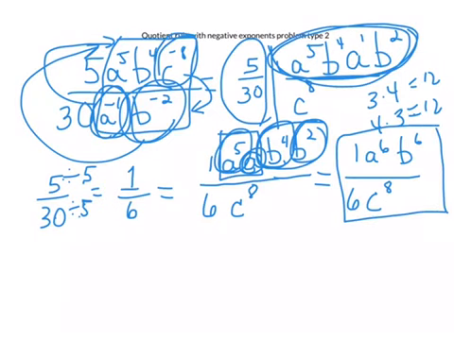I know that I'm done with this problem because my 1 and 6 is completely reduced. I only have a's in the top. I only have b's in the top, and I only have c's in the bottom. If I still had a's in the top and bottom, I would need to fix that. But I'm all done because my a's are only in the top and not in the bottom as well. So that's how come I know I'm done.